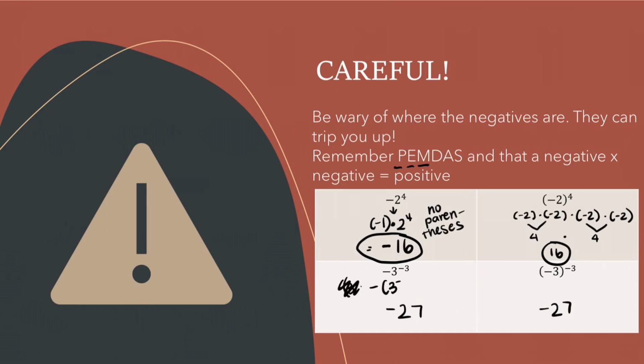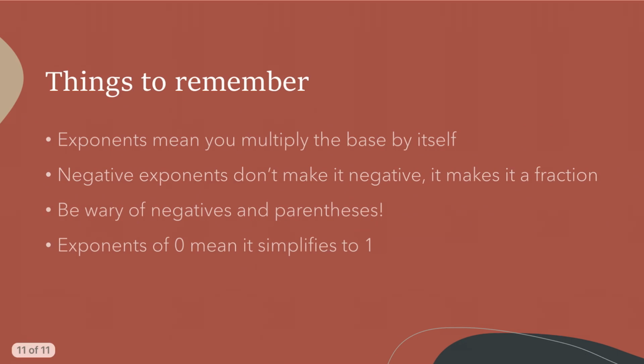They never hurt anybody. Okay, so some things to remember. Exponents mean you multiply the base by itself that many times. Negative exponents do not make it negative. It makes it a fraction. Be wary of negatives and parentheses. These are going to catch a lot of students. Don't be one of them. And anything with an exponent of 0 simplifies to 1, except maybe 0, since you can't divide by 0.